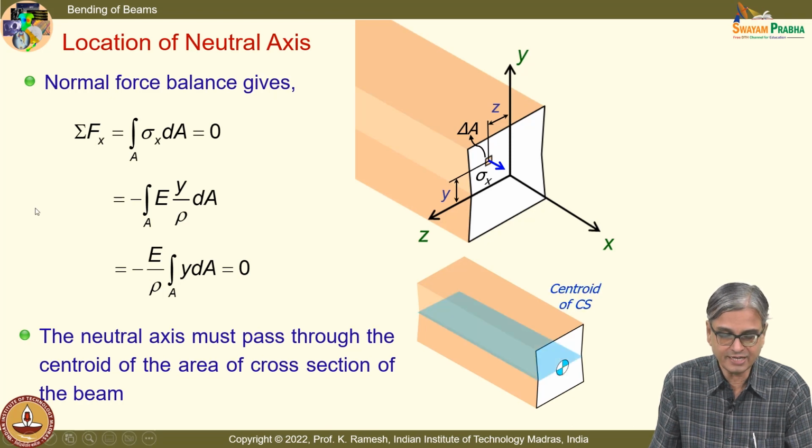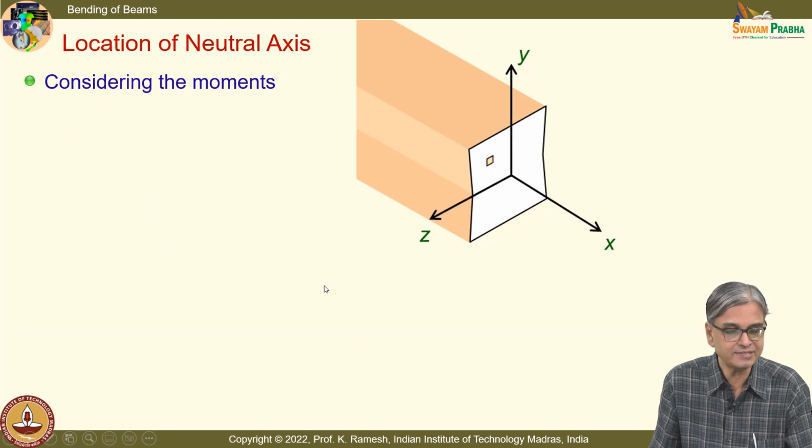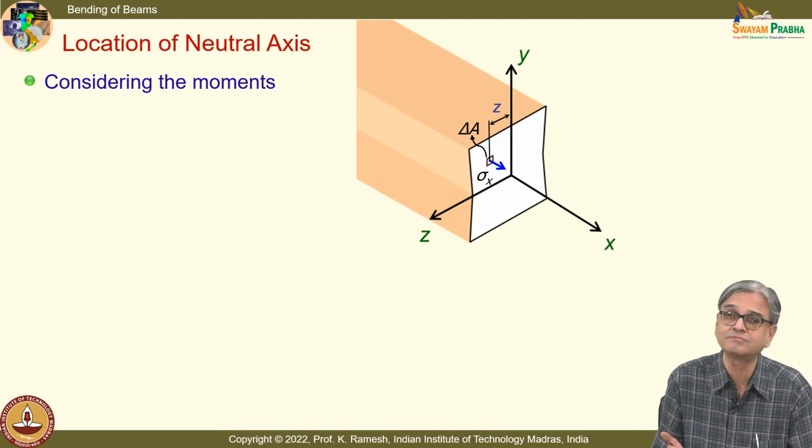So, this is what it says, that it coincides with the centroid. That is a simplicity that we have taken. Let us look at the moments. See, we have always been saying that cross section is symmetric about xy plane. Have we ever used it till now?